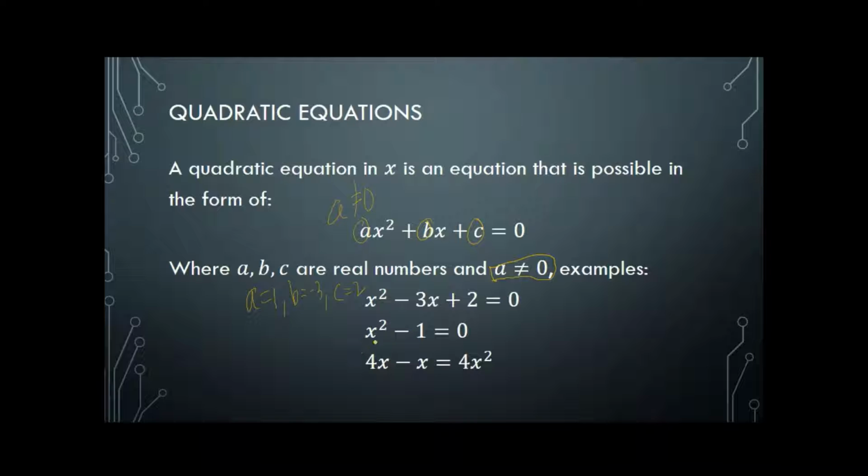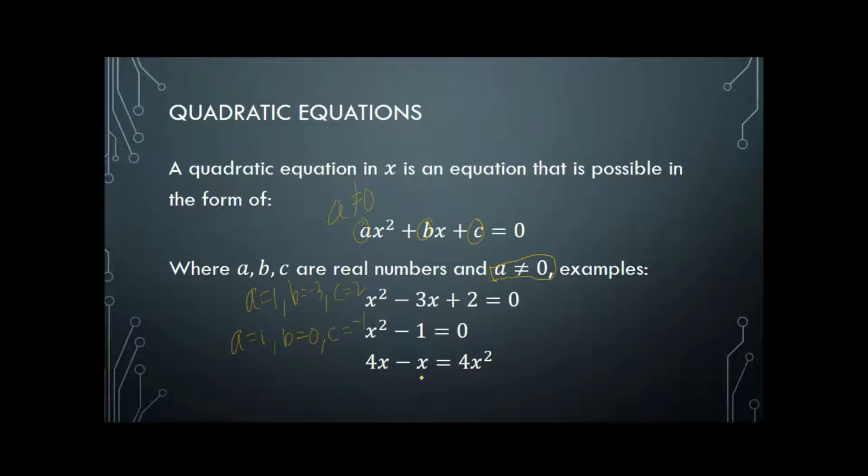Now, how about the second example here? x squared minus 1. Is this a quadratic equation? Yes. The a is 1. What is the b? The b is the number in front of x. Can we see x here? No, so the b is 0. 0 multiplied by x gives 0, therefore the x term does not exist. The c is the number without the x. Therefore, the c is negative 1.